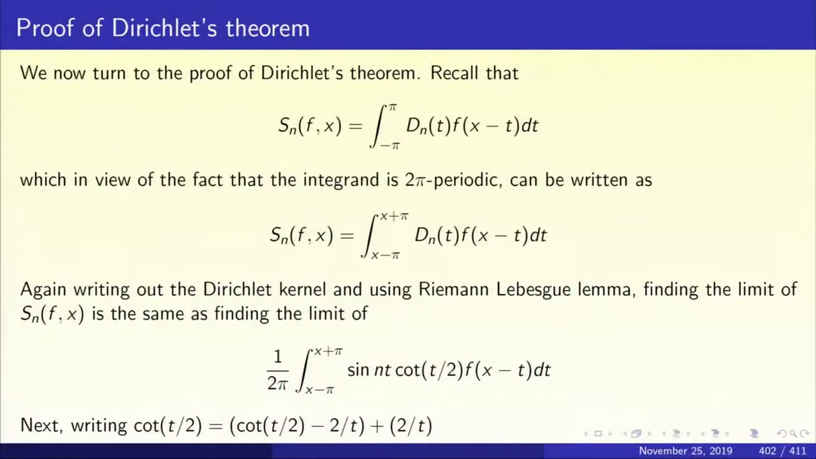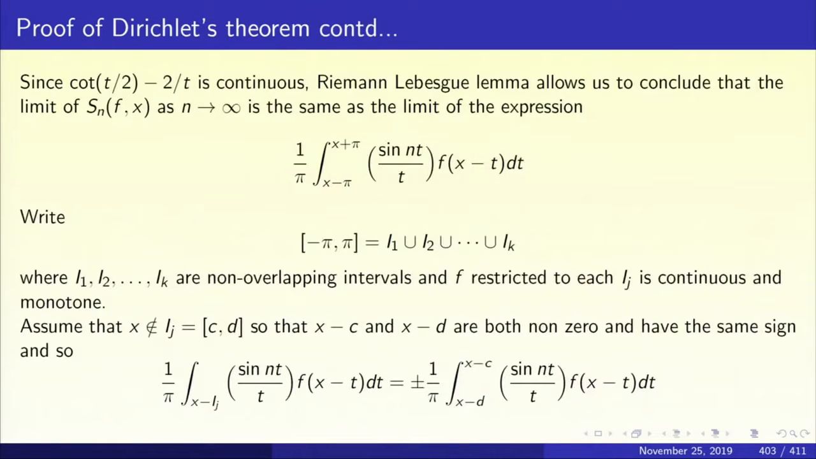So what will we be left with? 1 upon 2 pi integral from x minus pi to x plus pi of sin nt into 2 upon t into f(x minus t) dt. The 2 cancels out, you get 1 upon pi. So all we are left with is S_n f(x). When you want to understand the limit of S_n f(x), that limit is the same as the limit of the expression 1 upon pi integral from x minus pi to x plus pi of sin nt by t, f(x minus t) dt.